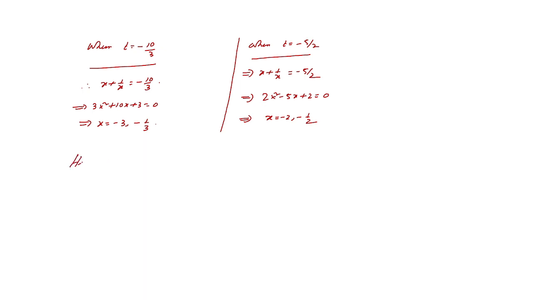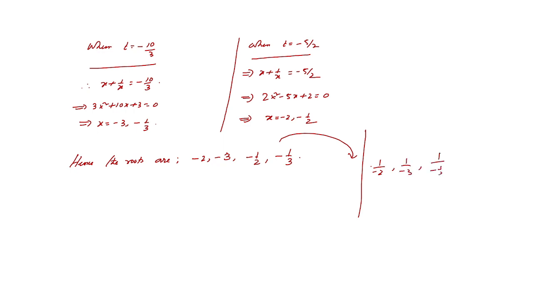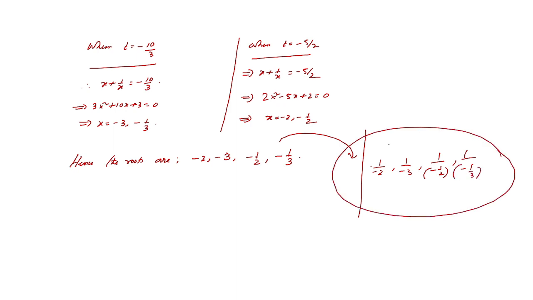So what are the roots? Hence, the roots of the given equation are minus 2, minus 3, minus half, minus 1/3. You will observe, if we take the reciprocal of each root, that means 1 by minus 2, 1 by minus 3, 1 by minus half, 1 by minus 1/3, that is also a root. So that's a simple observation.